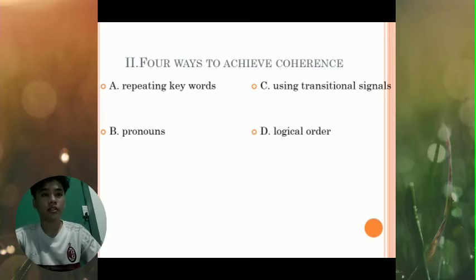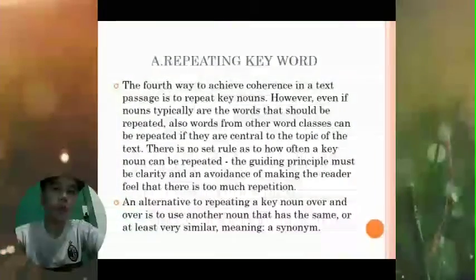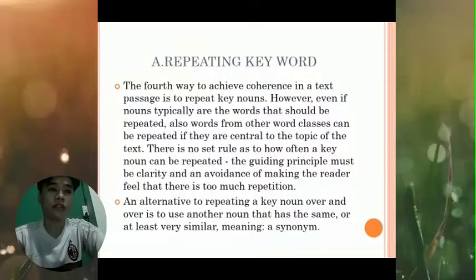Alright, let's move on to four ways to achieve coherence. And the first one is repeating a keyword. The first way to achieve coherence in text passages is to repeat key nouns. So you can call it key words.